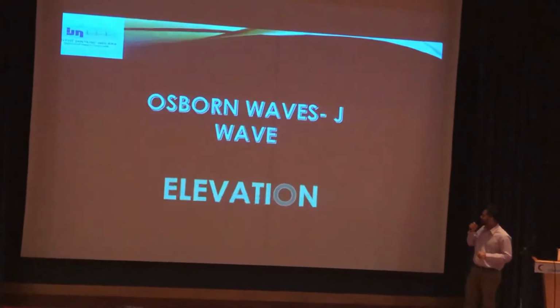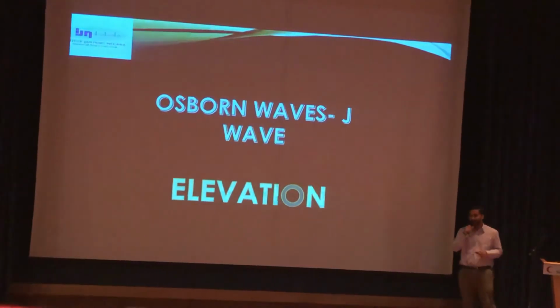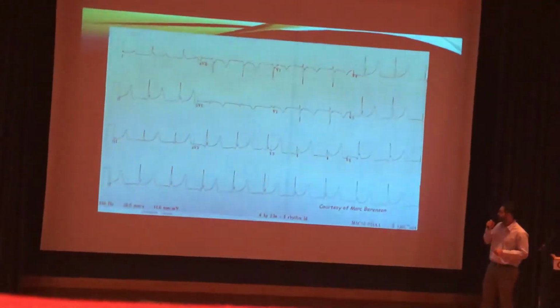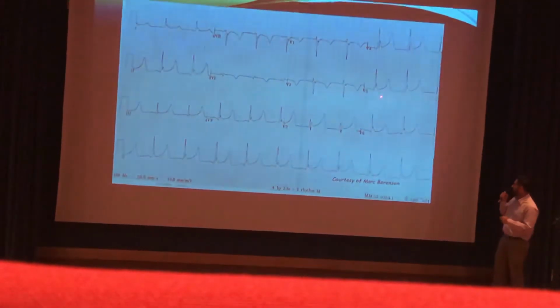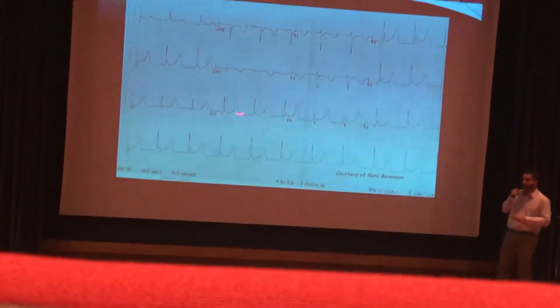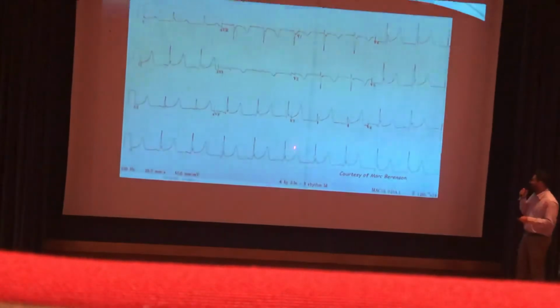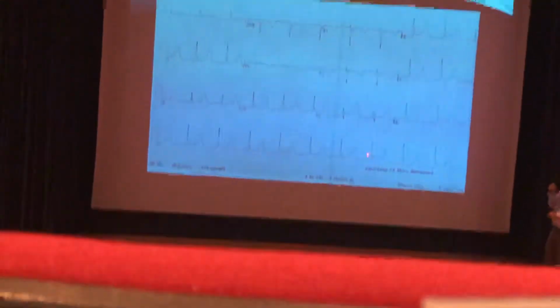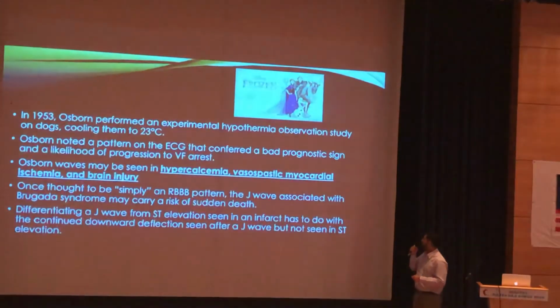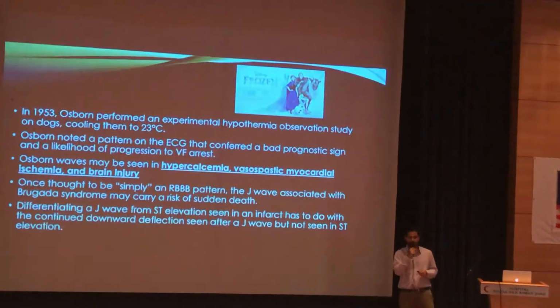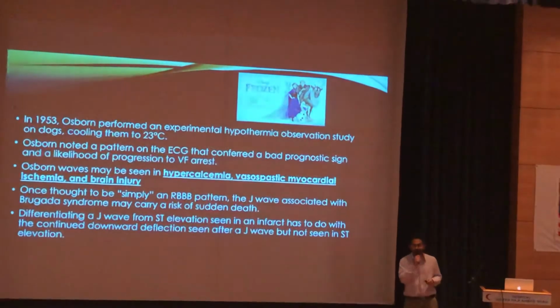So, O is for Osborne waves, J wave. Have a look at this. This wave over here. Can you appreciate from the back? This is the biggest that I can zoom already. There, this wave over here, you get a QRS, then you get a J wave, which is elevated.